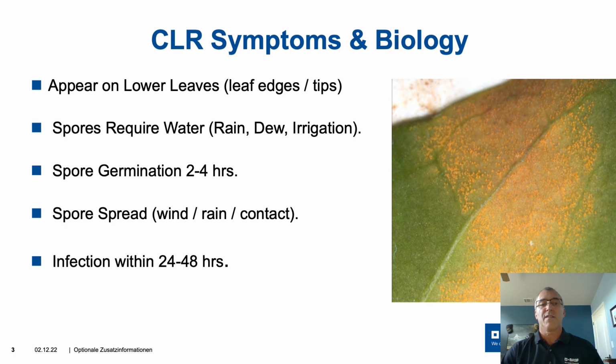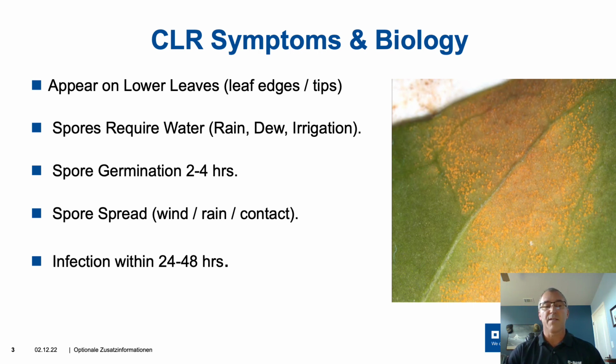A little bit of the symptom review and the biology review of CLR. It appears on the lower leaves, usually where the water coagulates on the edges or the tips, but also on the lower leaves of the coffee tree. The spores require water, either rain or dew or some type of irrigation to germinate. But the spores germinate very fast, which is a problem for us in terms of control. They germinate in 2 to 4 hours.